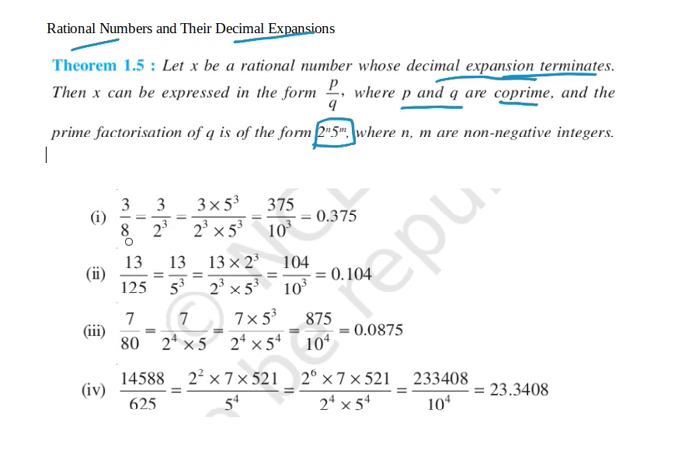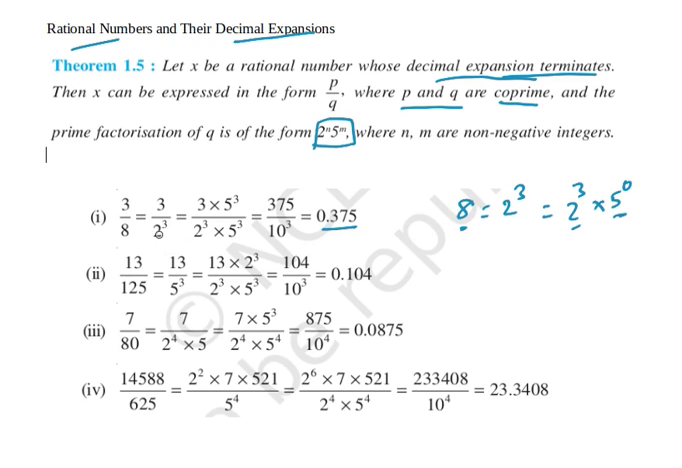Suppose we take 3 by 8. This 8 can be written as 2 to the power 3. We can write this as 2 to the power 3 into 5 to the power 0 also. So, if the denominator is 8, it can be written as a product of 2's and 5's, and this kind of decimal expansion will terminate at some point.